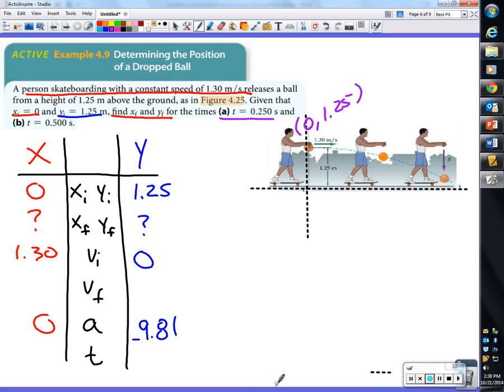Like in the picture, this is just showing us positions, right? So in this case, when the basketball is there, that would be these 2 points right here. We're trying to find out what these values are. That would be the ordered pair that would represent the position of that basketball after a certain amount of time.